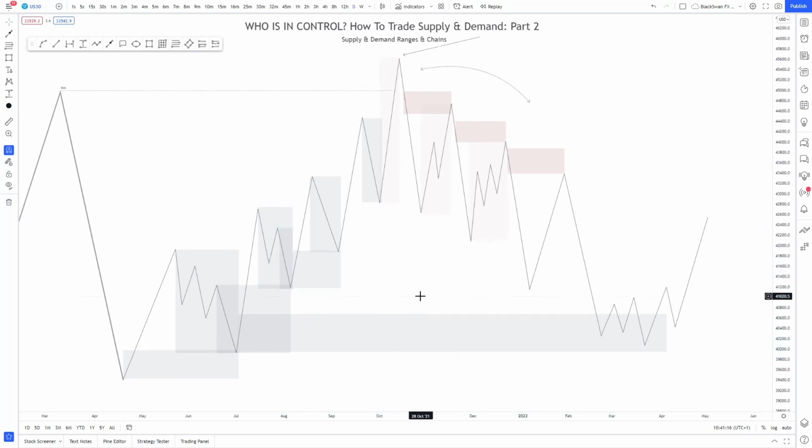And you need to understand where the mitigations are occurring, how the ranges are being implemented into the market, and how the chain is forming, because a supply and demand chain could actually form by seeing a series of mitigation of ranges and zones together. And this is why you need to dig into the detail and really piece together a narrative of who's in control, right?